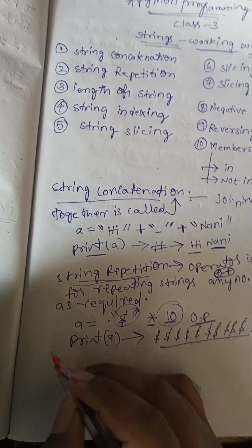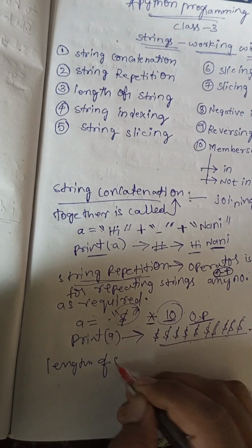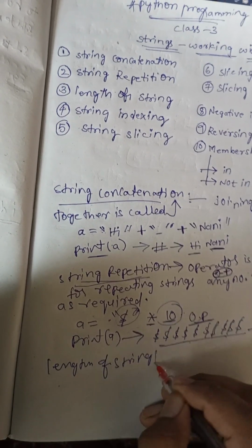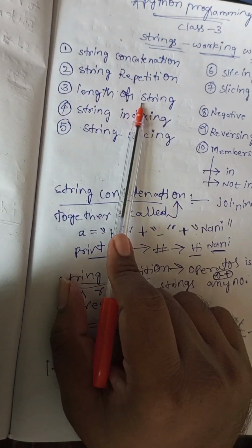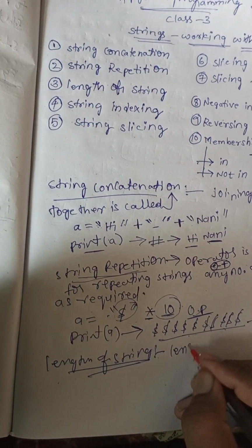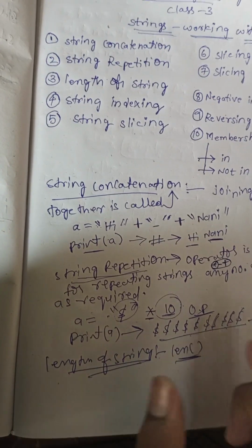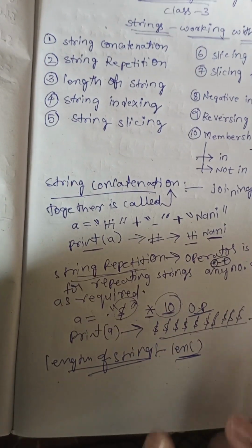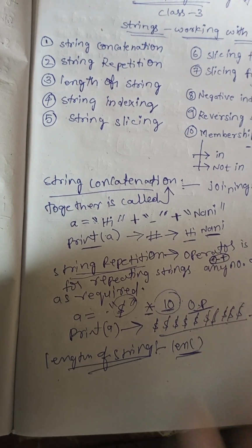Next, coming to length of string. What is known as length of string? Length of string means we can use len. It returns the number of characters in a given string.